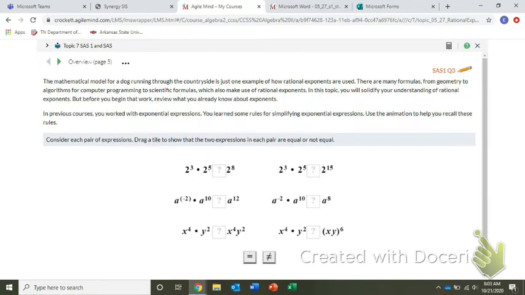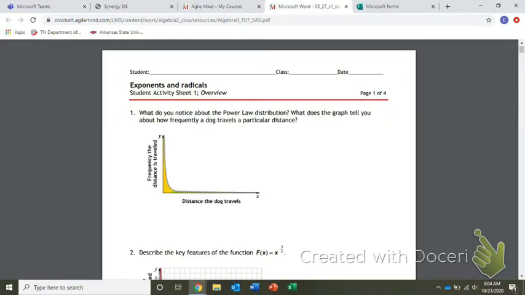So page 182, and I just paused the video and went and fixed the Agile Mind lesson, so it brings you to the right page that you need to be on. So when you click on topic 7, SAS 1 and SAS 2, it should bring you to this page. So first, before we go through this module, I want to go to the workbook page with you.